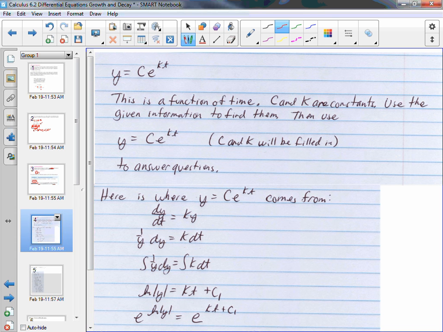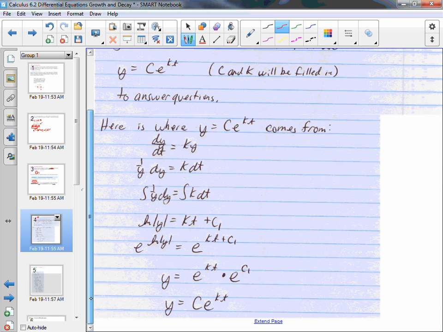If y equals c e to the kt is a function of time because t is the variable, c is a constant and k is a constant. Now, we'll use the given information to find them. Sometimes they'll just flat out tell you, well, then it's a plug and chug problem. So how often do you think that's going to happen? Yeah, one example maybe, and then we'll move on. So they'll give us some information. We'll have to figure out what c equals and what k equals. Then we'll answer the questions they ask us about our function.